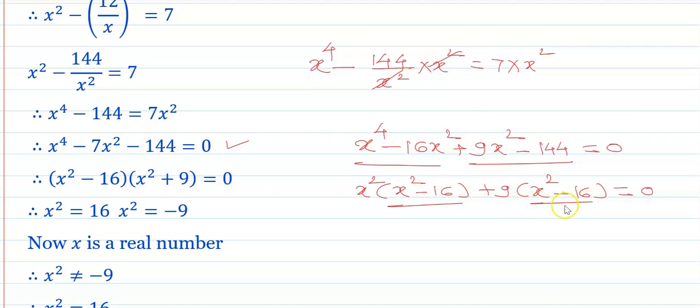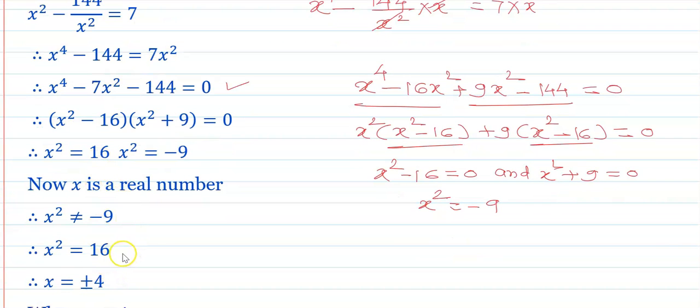X square minus 16 in first bracket. Second bracket, x square plus 9 is equals to 0. Therefore, x square minus 16 is equals to 0, and another is x square plus 9 is equals to 0. That x square plus 9 is equals to 0. It means that x square is equals to minus 9. Okay. X square is equals to minus 9. As x is real number, square of any real number is always positive. Therefore, x square is not equals to minus 9.